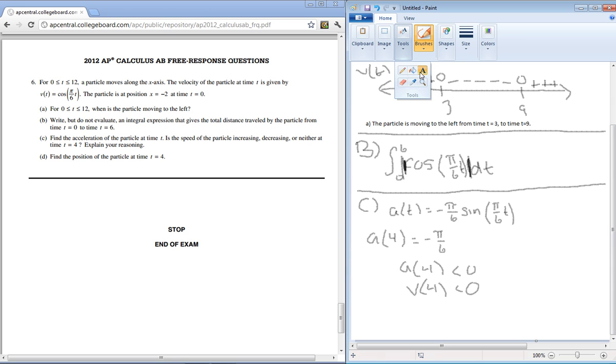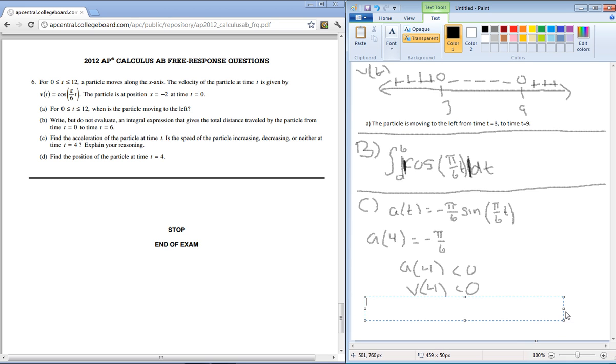So we state that the speed of the particle at time t equals 4 is increasing because v of 4 and a of 4 both contain negative values. Let's go with that.